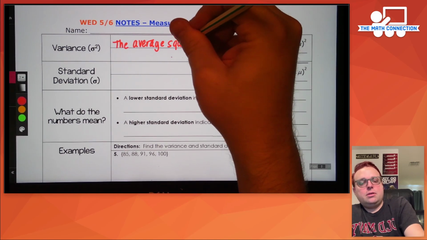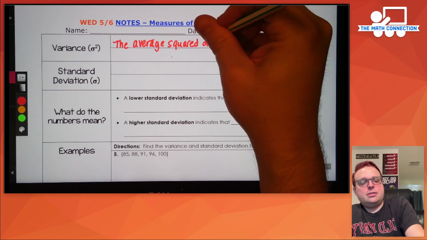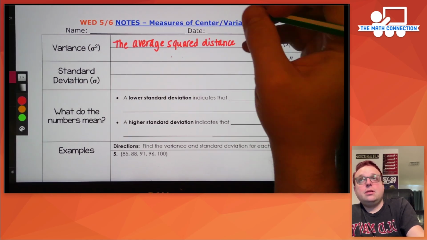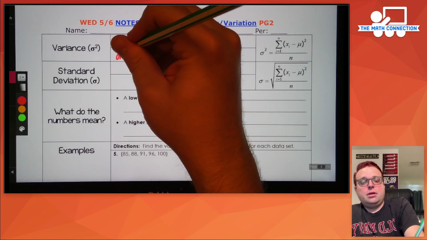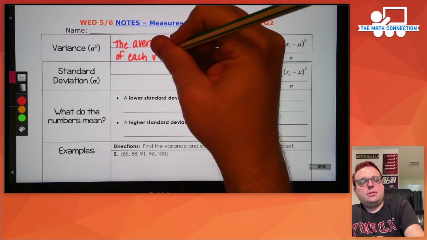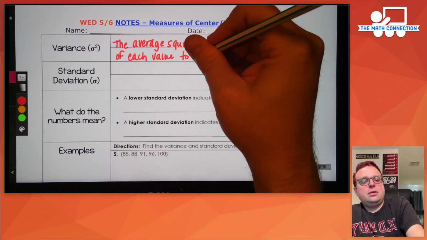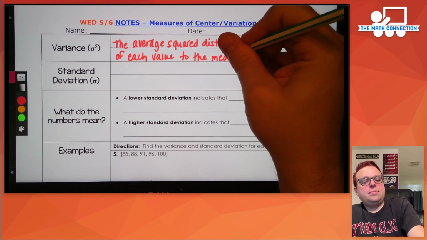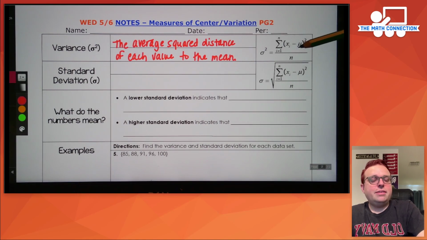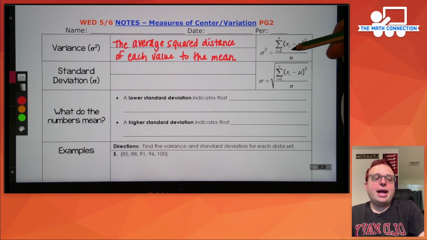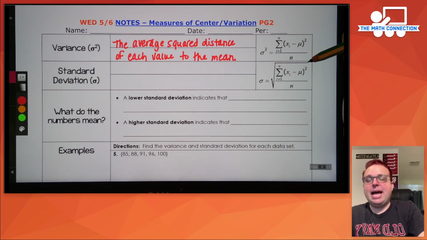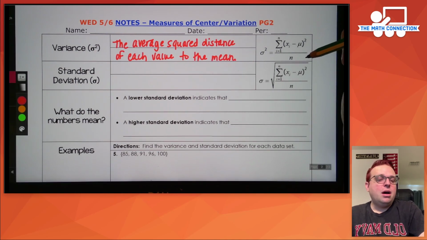squared distance of each value to the mean. Okay, notice this is a little different than mean absolute deviation, okay? So there's no more absolute value here, but you're still going to have positive values because what happens when you square a number? It doesn't matter if it's a negative or a positive, it's going to become a positive value.